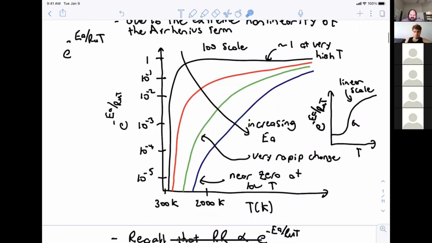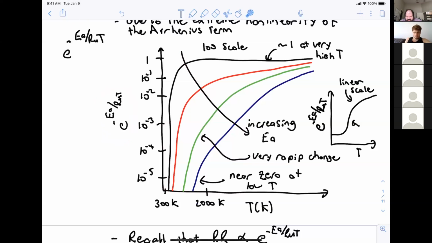So if we were to plot the Arrhenius term for increasing values of the activation energy, we can see that at some conditions it can actually increase by 10 or 16 orders of magnitude if the temperature changes by as little as, say, 400 or 500 Kelvin. So this Arrhenius term acts like a nonlinear switch that can turn the chemical reaction on or off. And so basically what this means is that how fast a chemical reaction proceeds is extremely sensitive to the temperature.